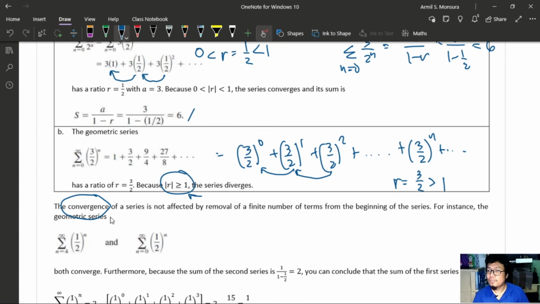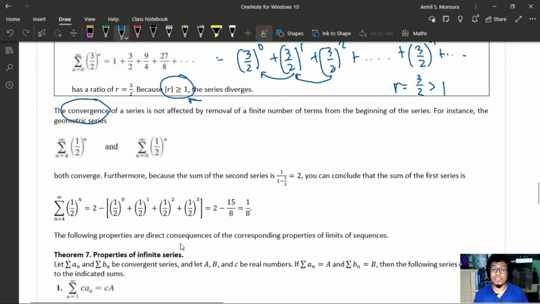Okay, so the convergence of a series is not affected by removal of a finite number of terms from the beginning of the series. For instance, this geometric series, both converge, whether you begin at 0 or at 4, both of them will converge. Now, because the sum of the second series is 2, okay, the sum of this is 2.